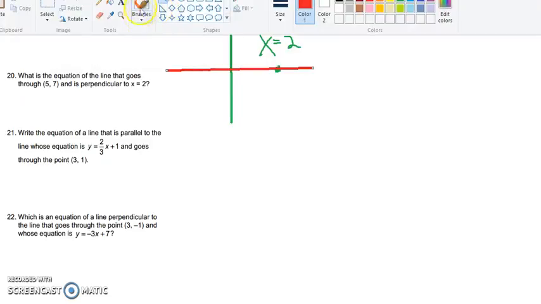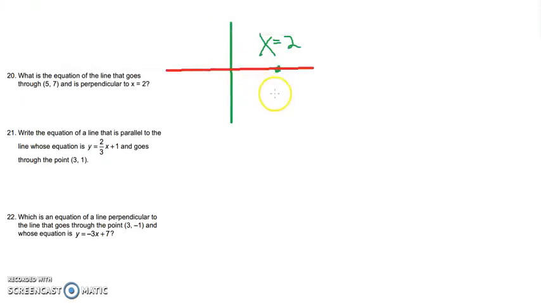Now this line is y equals, because it's horizontal, the slope is 0. The y-intercept, the y value, can't be 5 because that's x, but 7 is y. So y equals 7 is the answer to this one.